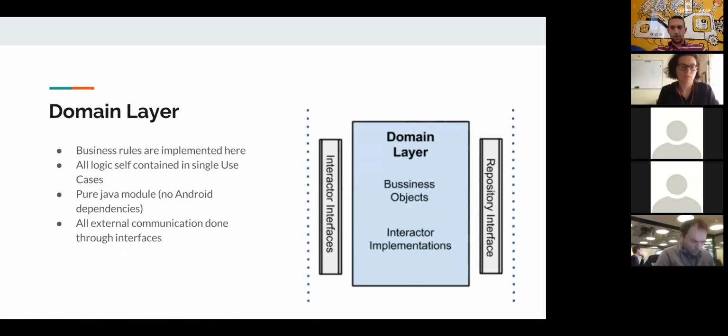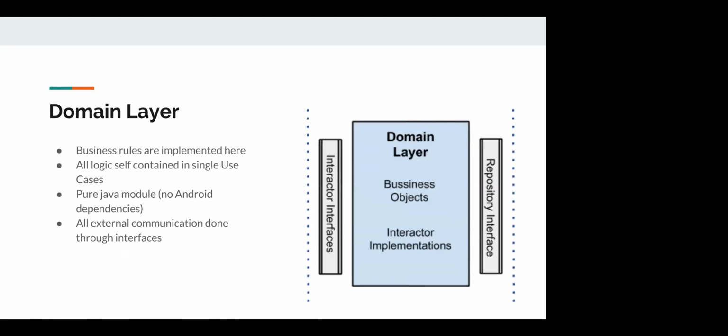Usually this domain layer, you want to make it just pure Java. There is no need to have Android here at all. So there should not be Android dependencies, and you can just use RX and Dagger and everything to be able to compose your use cases. And as I say, it's completely framework independent. And then finally, all the external communications will be done through interfaces.